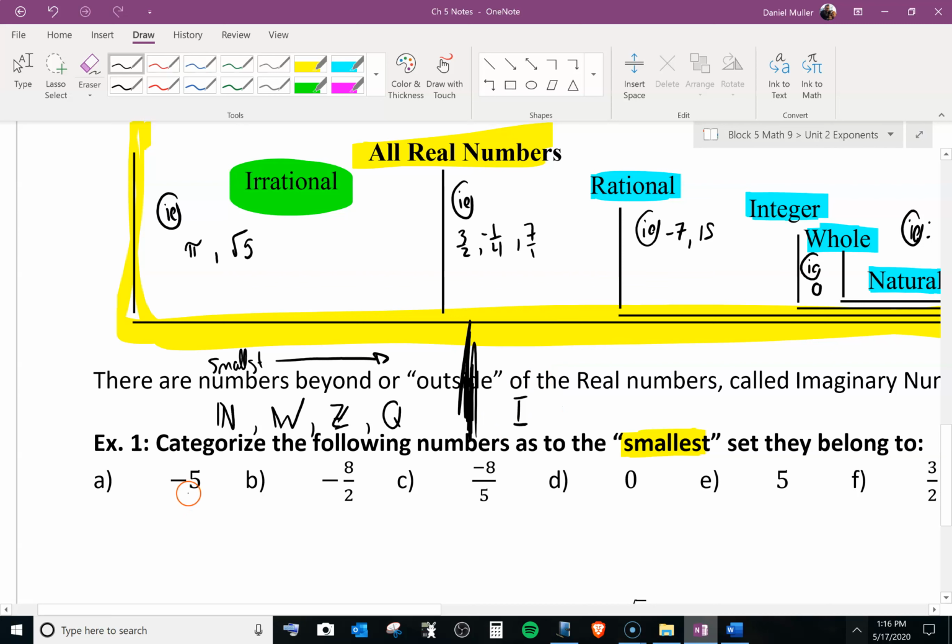So, -5, is that a natural number? No, because those are only positive. Is it a whole number? No, those are positive plus 0. Is it an integer? Yes, it is. So we would say it is an integer.